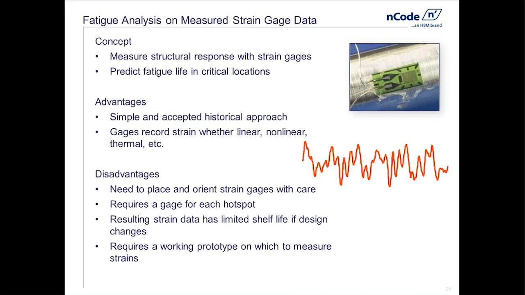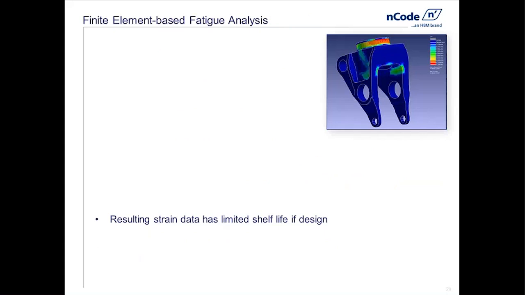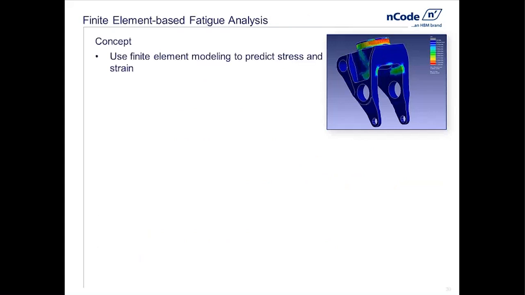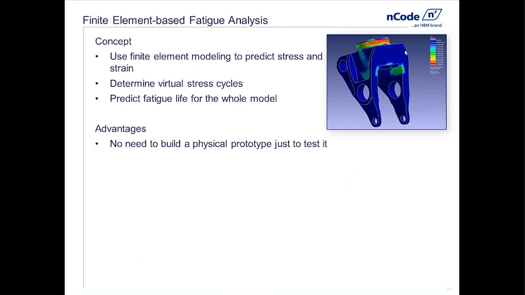This is a finite element model up in the corner here. The idea here is that we use FEA to predict stresses and strains. We can determine virtual stress cycles that way, and we can predict fatigue life for the whole model. We can turn a stress plot like this into a life plot, a life contour plot, using these fatigue concepts. The advantage of this is a huge one. Like I said earlier, everyone wants to get away from building physical prototypes and do as much digitally as possible. That way we can quickly make changes and understand differences in design.